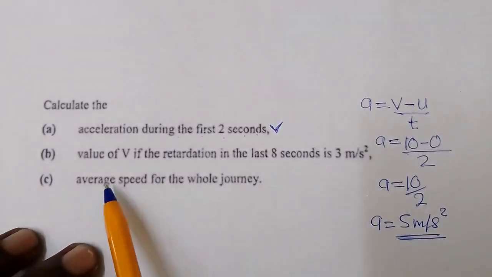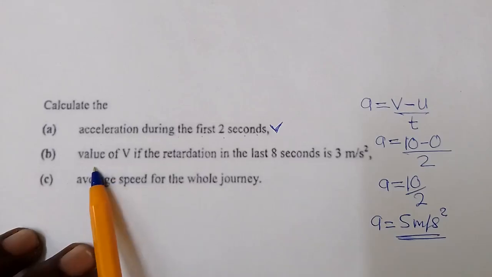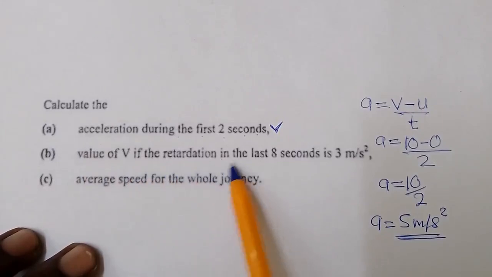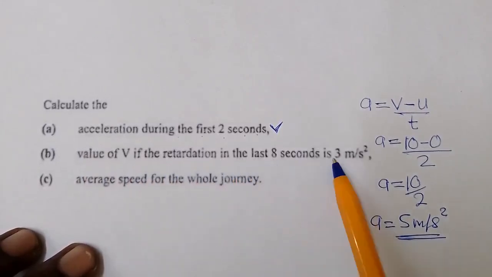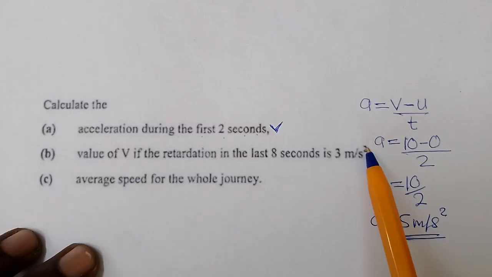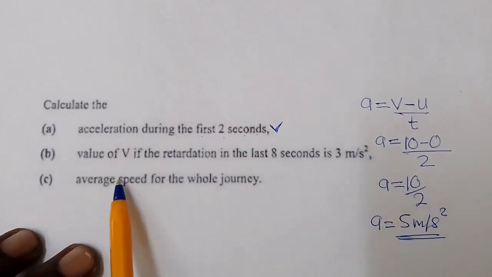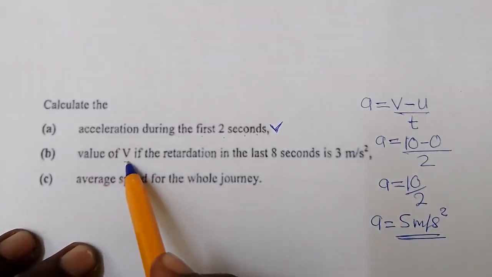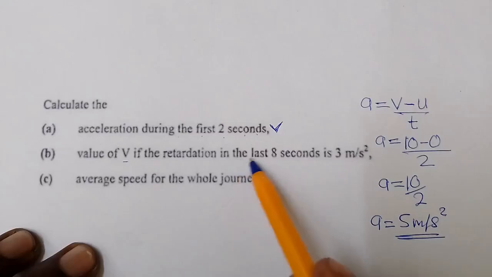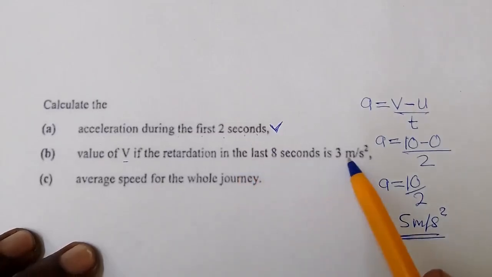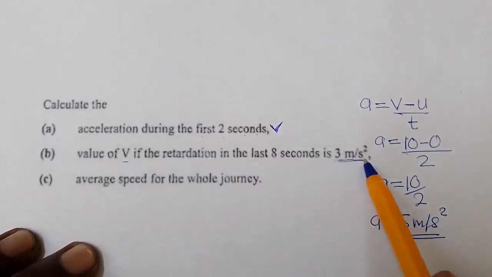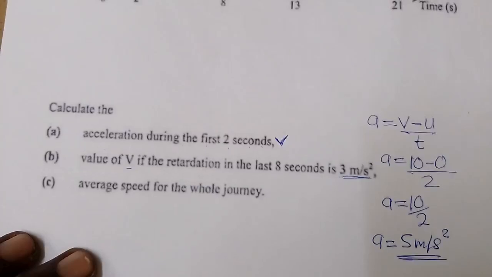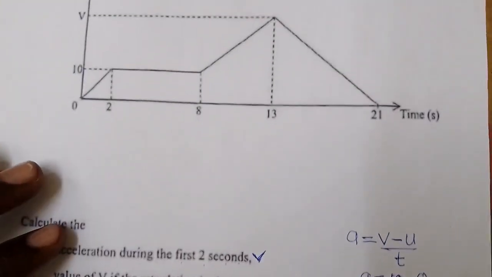I've got this other question here, which is saying calculate the value V if the retardation in the last 8 seconds is 3 meters per second squared. So how can I calculate the value of V? I go to my diagram.